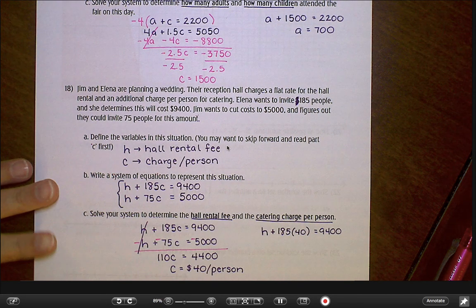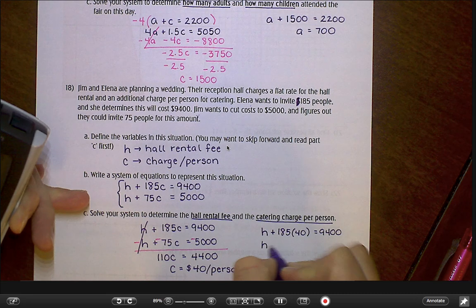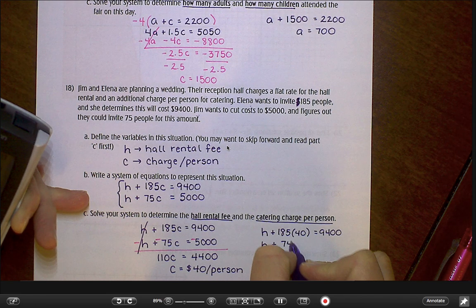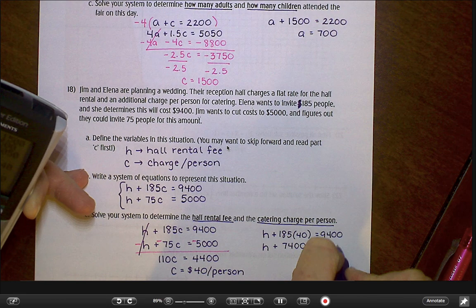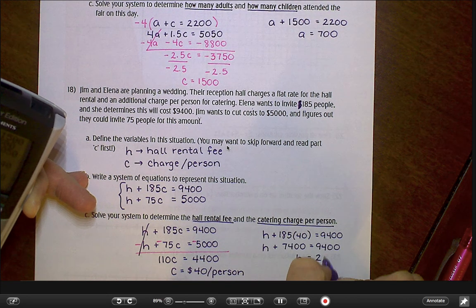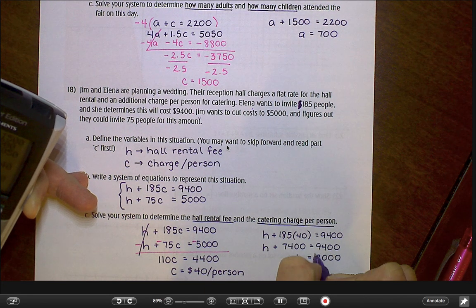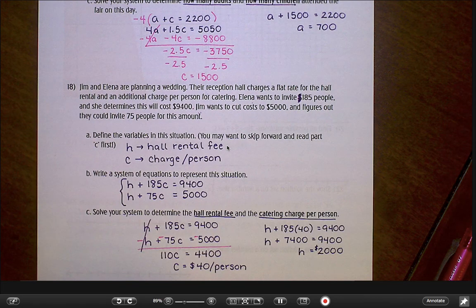Let's figure out this number, the 185 times 40. That comes out to be 7,400. And then subtract, and I believe we end up with a hall rental fee of $2,000. Okay, and that's it on that one. But I do think the equations are a little bit harder to come up with on this one, so that may be one that you want to practice again on your own.